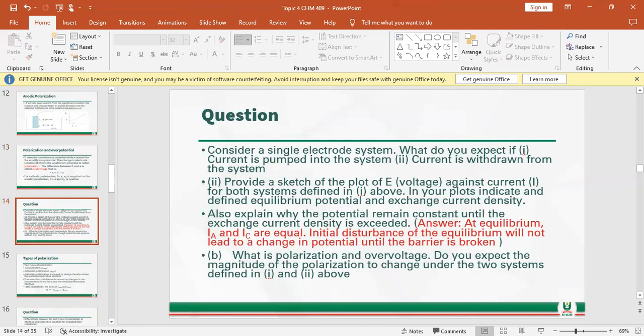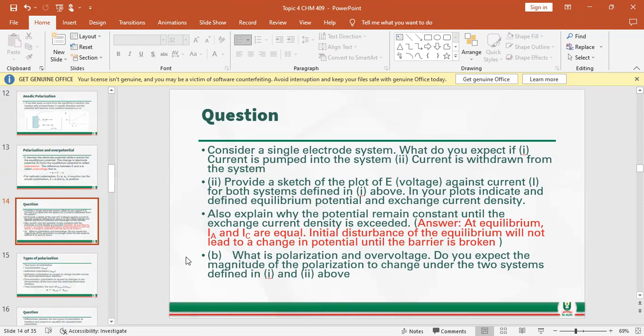Consider a single electrode system. What do you expect if, one, current is pumped into the system, two, current is withdrawn from the system? Provide a sketch of a plot of E against current for both systems defined in one above. In your plot, indicate and define the equilibrium potential and exchange current density. You can see that when you trace from E, small e, the equilibrium potential, down to where the graph starts and drop it downward, you'll be able to get the exchange current density. Also explain why the potential remains constant until the exchange current density is exceeded.